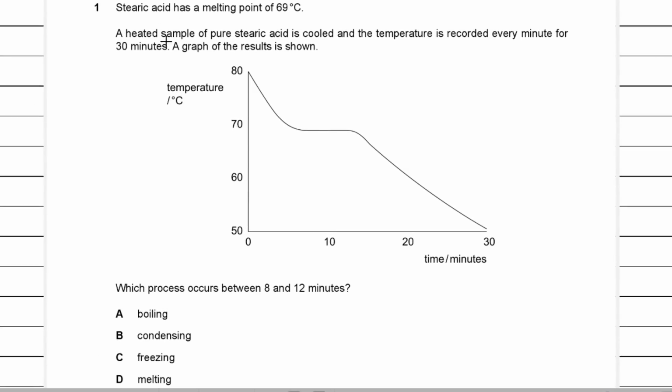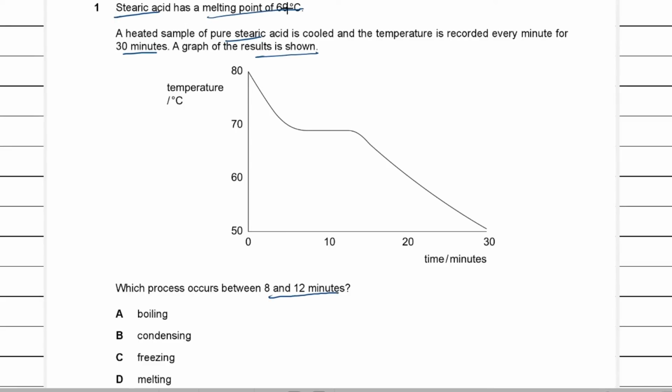So the first question is: stearic acid has a melting point of 69 degrees. A heated sample of pure stearic acid is cooled and the temperature is recorded every minute for 30 minutes. A graph is shown below. So this is the result graph. Which process occurs between 8 to 12 minutes?